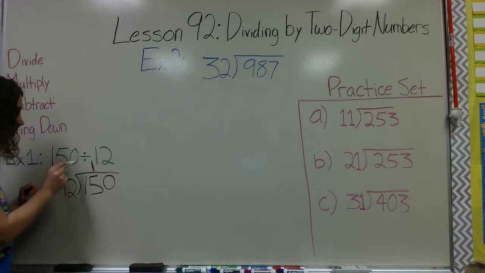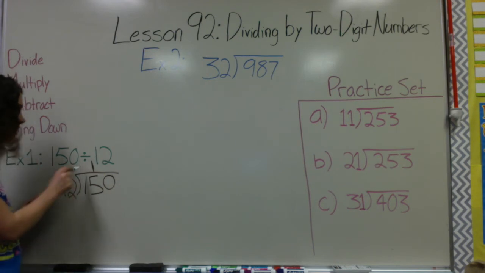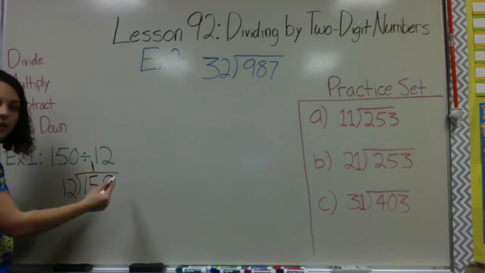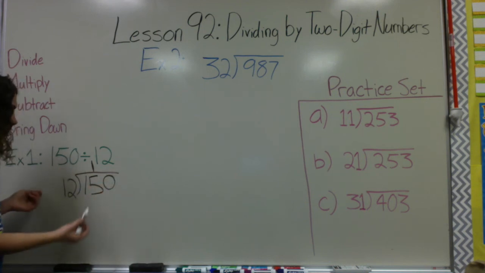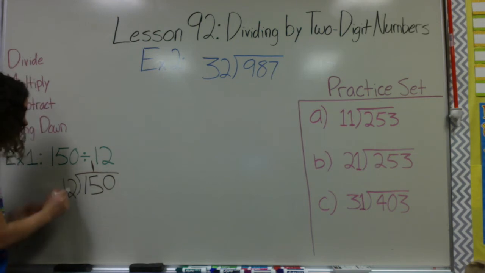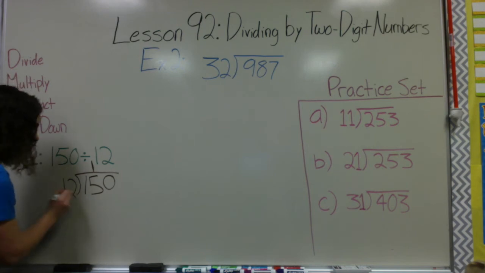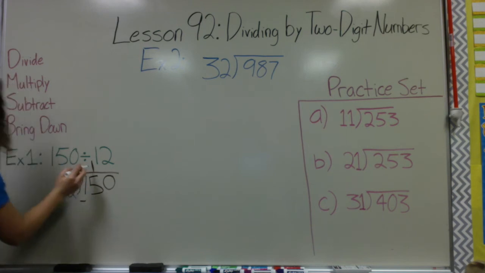Please do not put it over the 1. I've seen some of you make very simple mistakes, and you put it over the 1, and then we start adding extra digits at the end when we run out of room or when we're done with the problem. Do not do that. Make sure if I'm looking at 15, I'm going to put it over the very last digit. 12 goes into 15 one time, then I multiply.